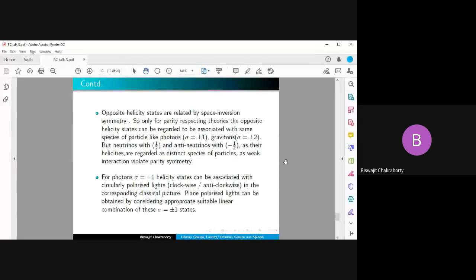Finally, just classically speaking, you have studied polarization of light. Right or left circular polarization, clockwise or anti-clockwise, will correspond to plus and minus helicity states. So this is a classical picture, and plane polarized light can be obtained by considering a suitable linear combination of these circularly polarized rays, or vice versa. Okay, so that's all I wanted to say.